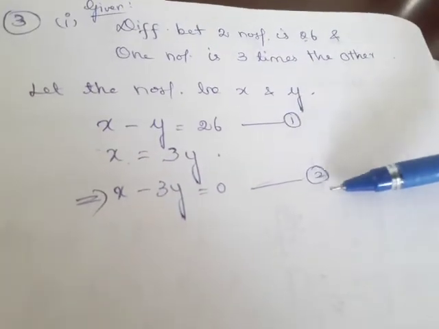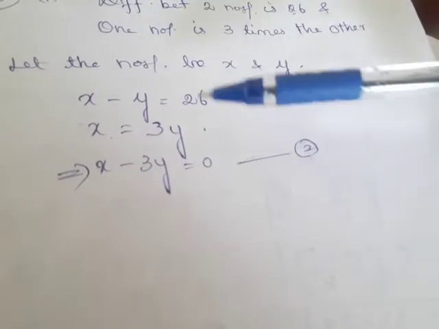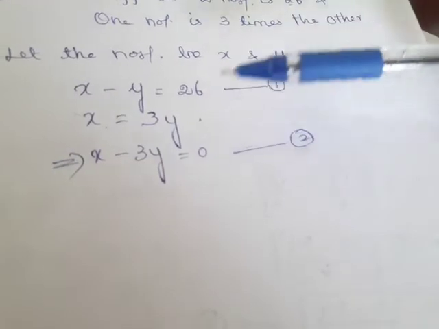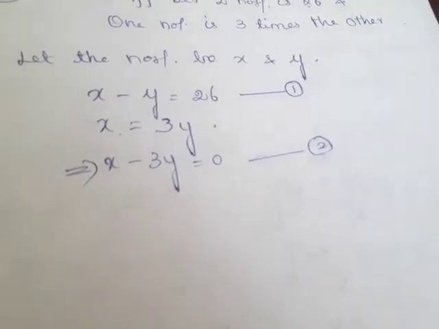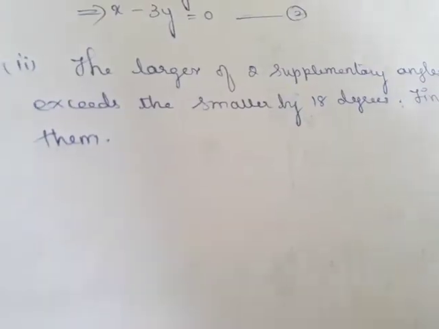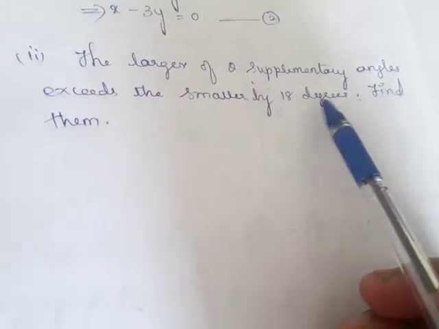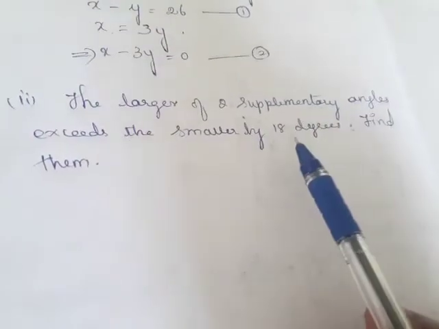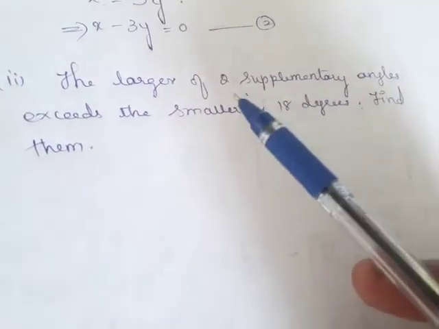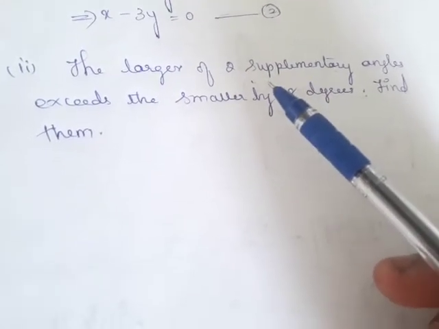After this, hope you know how to solve it by substitution method. Choose any one of the equations, write one variable in terms of the other and solve it and then substitute and get the answer for x and y, right? See the next question. The larger of two supplementary angles exceeds the smaller by 18 degrees. Find them. When we feel like only one statement is given, you have to check for some clue words and make your other equation. We have done problems of this kind also.